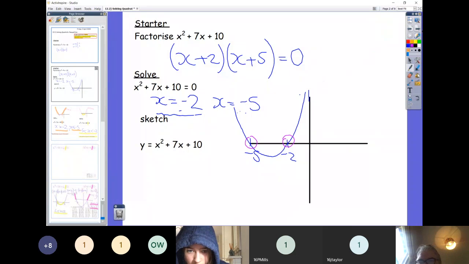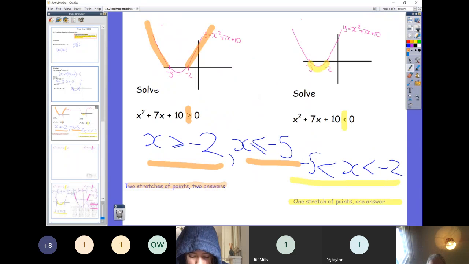Now the new bit, and again it's only one extra little bit, is on this slide. Can you just go on the left-hand side of the page and say that imagine we were solving x squared plus 7x plus 10 was greater than or equal to 0. Please can you just copy that down? It's the same quadratic we've been using all the way through, but we're now considering solving the inequality x squared plus 7x plus 10 is greater than or equal to 0.